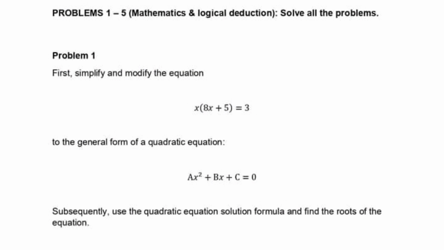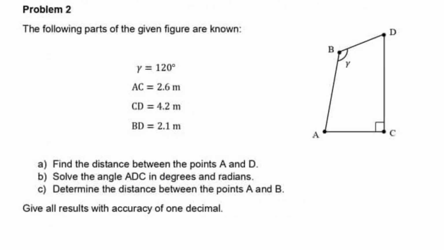Problem 1 is: first simplify and modify the equation. The equation given is x times (8x plus 5) equals 3, to the generic form of a quadratic equation. You should modify that equation to the quadratic equation as given below. This is the first question, and first questions are basically the easy ones. You can solve it by using the quadratic equation solution formula and find the roots of the equation. Now let's move to the next problem, which is problem number 2.